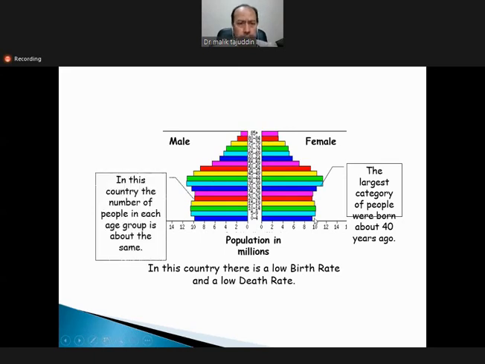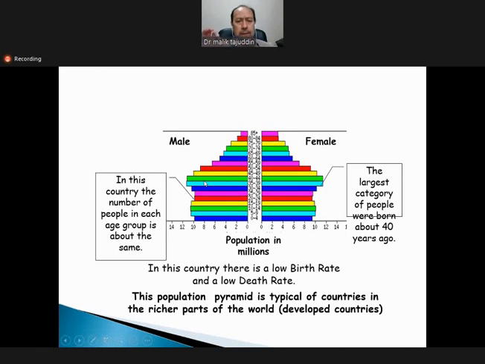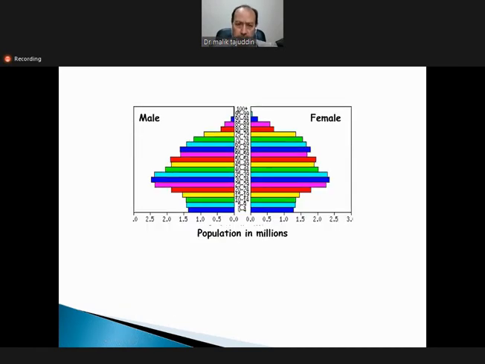Okay. In this country, the number of people in each age group is about the same. You can see here, it is very symmetrical. So this population pyramid is typical of the countries in the richer parts of the world, the more developed countries.